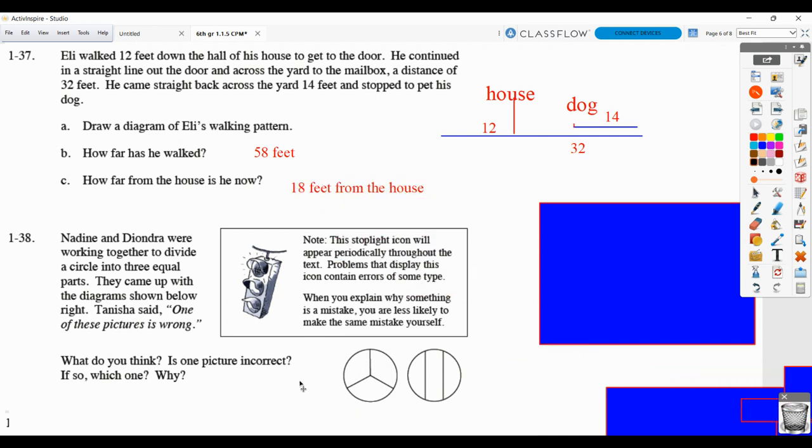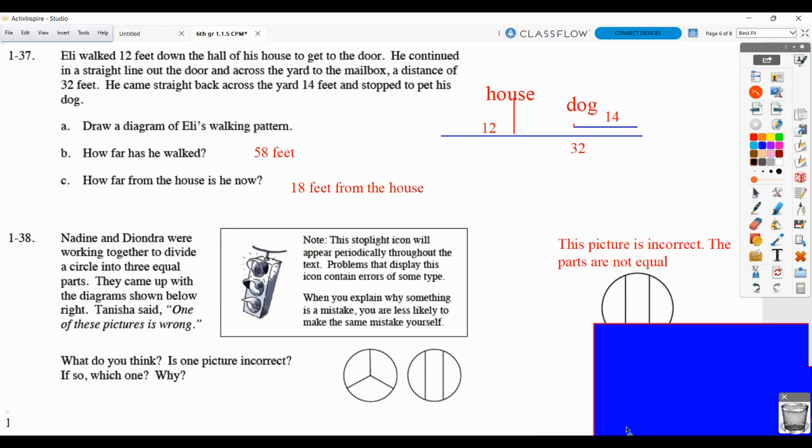For 138, they want you to look at these 2 pictures and see that one of them is not correctly showing 1/3 and explain why. They're also letting you know that in the entire CPM series, whenever you see this symbol, it's going to be a sign that there's been a mistake. It's a commonly made mistake, and they want you to explain why there's that mistake. Because when you explain why something's a mistake, you're less likely to make that same mistake yourself.